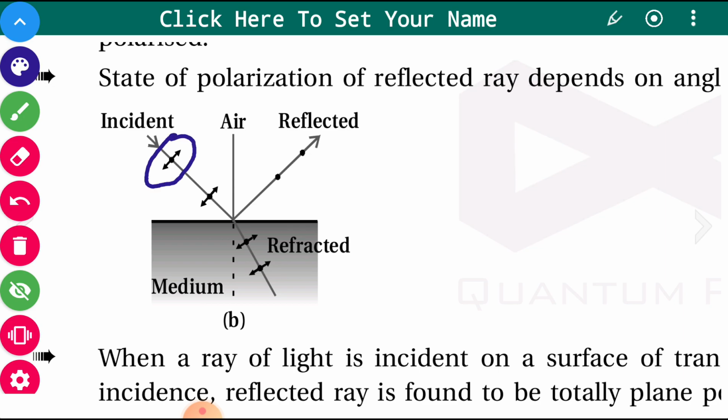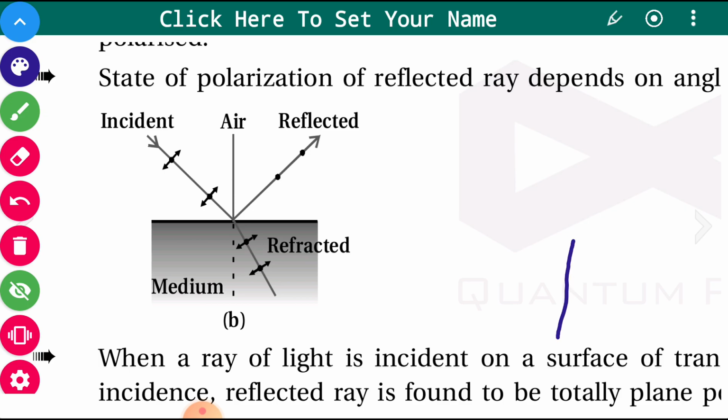So it is a mixture of all the E vectors, but in this reflected light, if this angle is so adjusted that the reflected light becomes completely plane polarized, then it will have only E vectors which are perpendicular to the plane. And all the other E vectors are going in the second medium, or in the refracted ray, we can see.